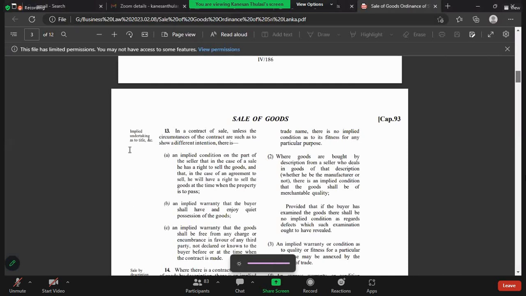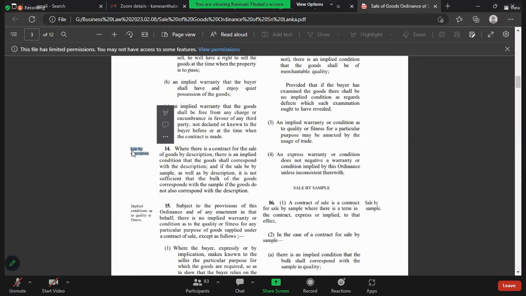See section 14, the short title, sale by description. So condition as to description is one of the implied conditions. Section 14 elaborates what is condition as to description. This is one kind of condition, so if it is breached, you can repudiate the contract as well as claim damages. See section 14: where there is a contract for a sale of goods by description, there is an implied condition.